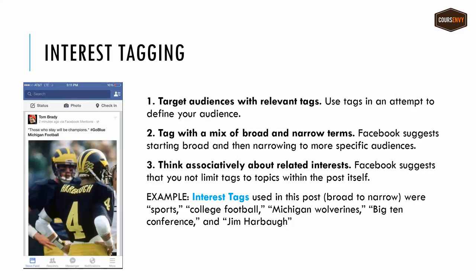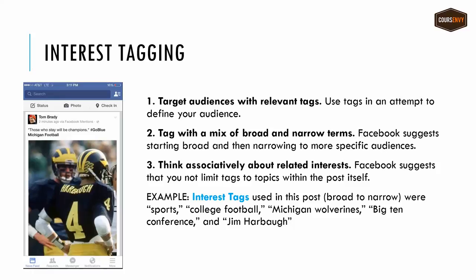So here's an example post about Michigan football. Number one, I want to target audience with these relevant tags under the interest. These interests should define my audience. Under these interest tags, you want to tag a mix of broad and narrow niche interest terms. Facebook suggests starting broad and then narrowing to specific audiences. So think associatively about these related interests. Don't just limit your tags to the topic in the post itself.